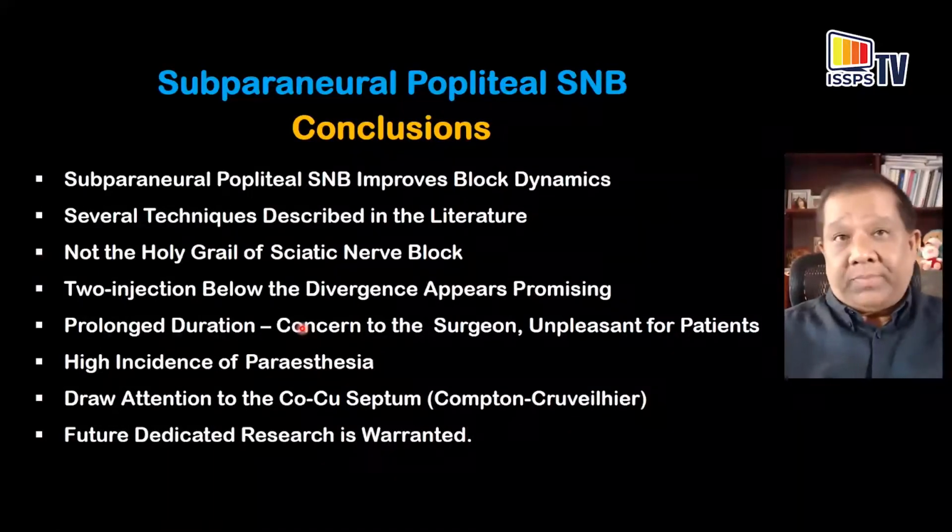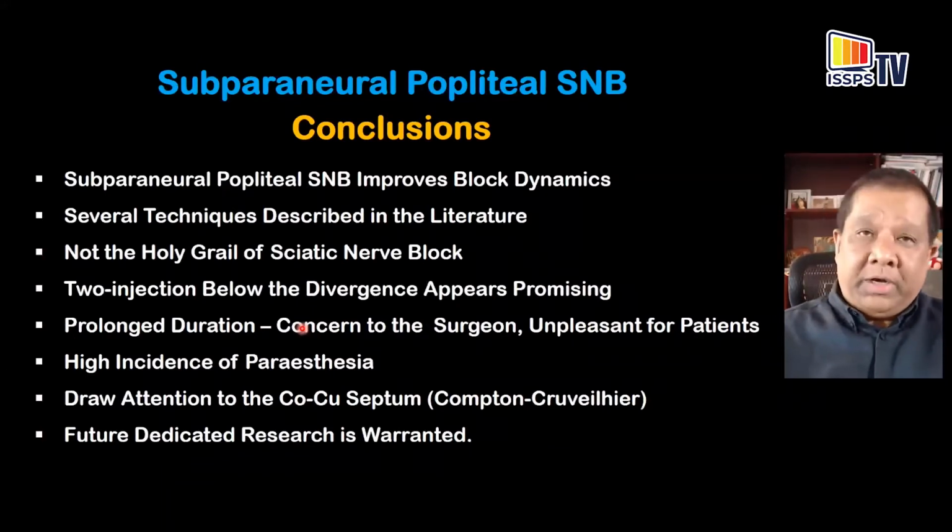So in conclusion, I have illustrated to you the subparaneural popliteal sciatic nerve block and how it improves block dynamics. There are several techniques that have been described, including the twin injections below the divergence. Certainly it is not the holy grail of the sciatic nerve block. The two injections below the divergence as a subparaneural injection appears promising. It nevertheless produces very prolonged duration of block with the long-acting local anesthetics.